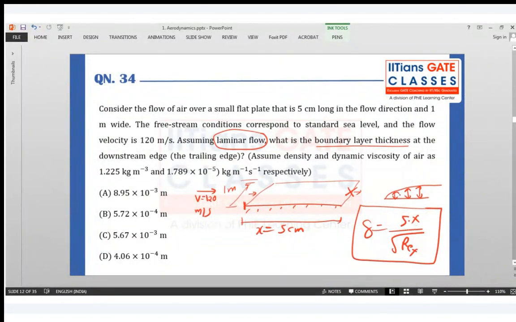Now we'll focus on the formula here first. What is the formula for Reynolds number? Does anybody remember? Based on the x?